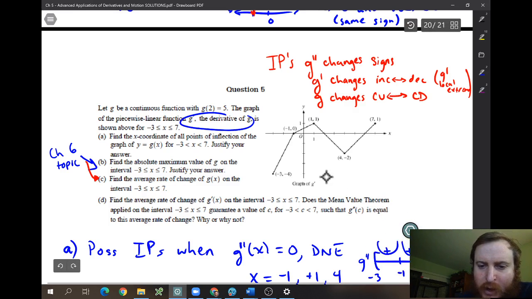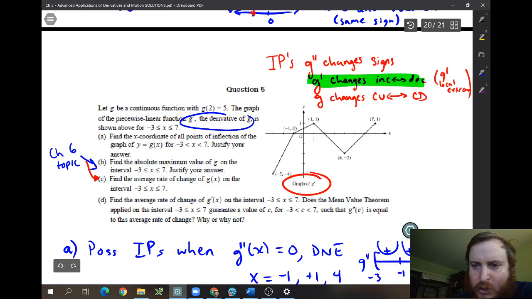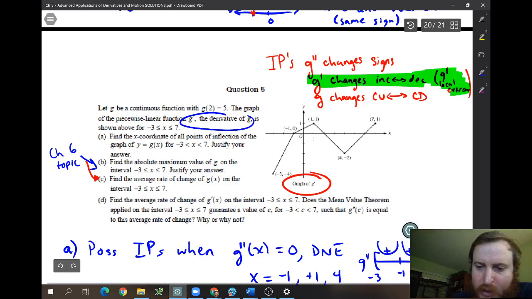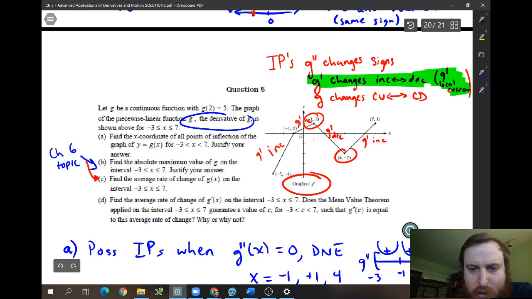Now, because we have the graph of G prime, we're going to be using the case when G prime changes between increasing and decreasing, or if it has a local extremum. So we can see that this graph is increasing, right? G prime is increasing, G prime is increasing, G prime is decreasing, and G prime is increasing. So it changed at 4 and at 1. That's where it made the changes. Now, technically, -1 is also a possible inflection point. So if you want to write that, you can.